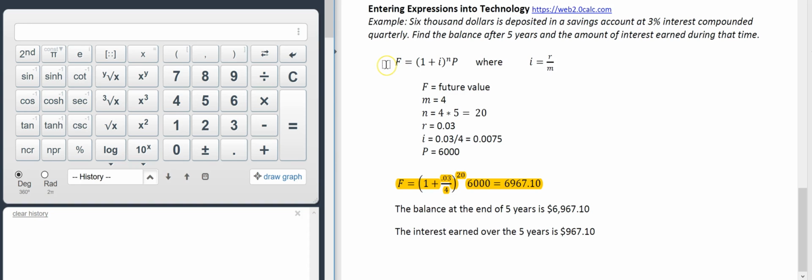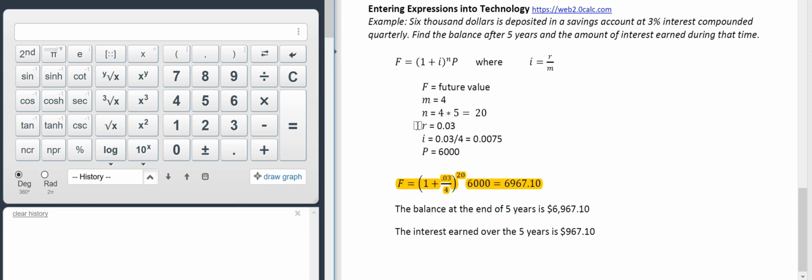I have my compound equation and then identify the different pieces of information. So F is my future value and I want to know it still. M is the number of compounding periods in a year. This was compounding quarterly, so M is 4. N is the total number of compounding periods. There were 4 compounding periods in a year, and there's 5 years, so there's 20 compounding periods.